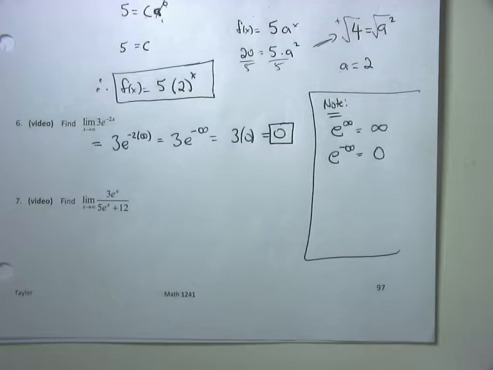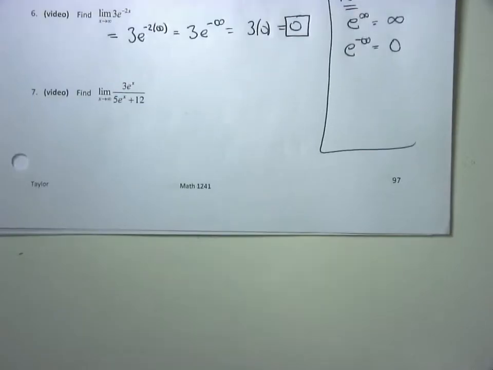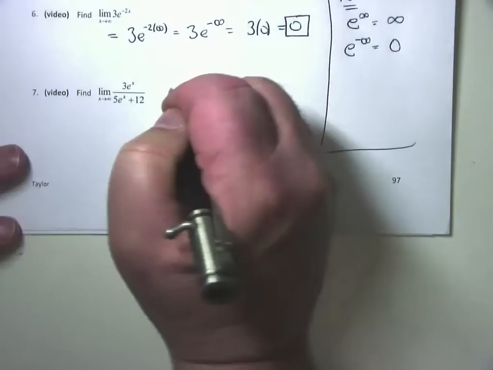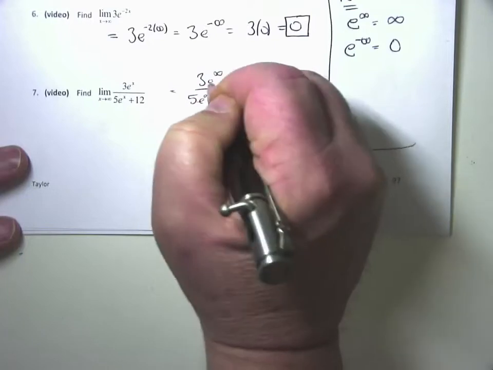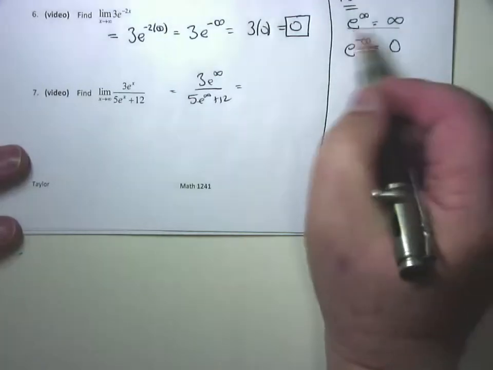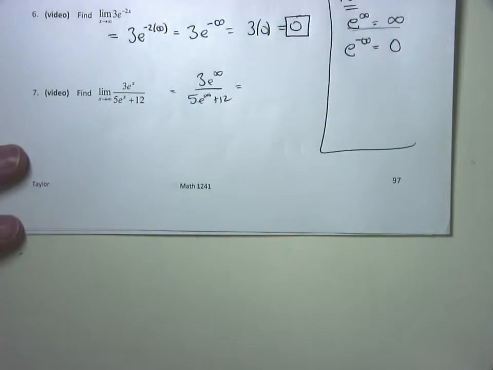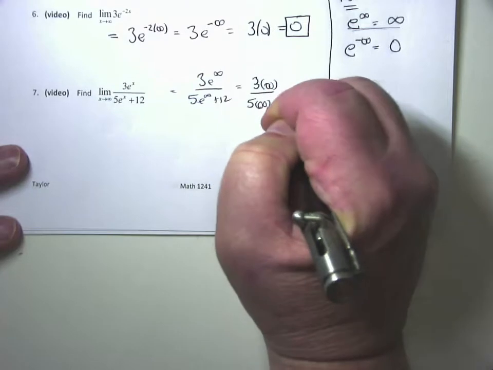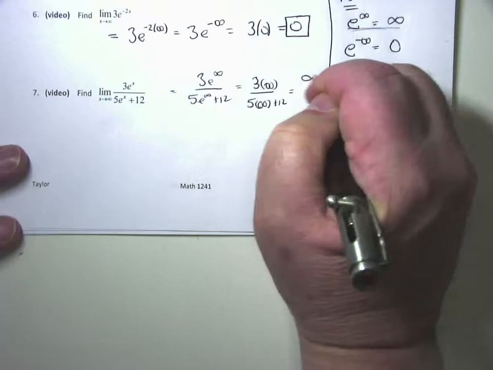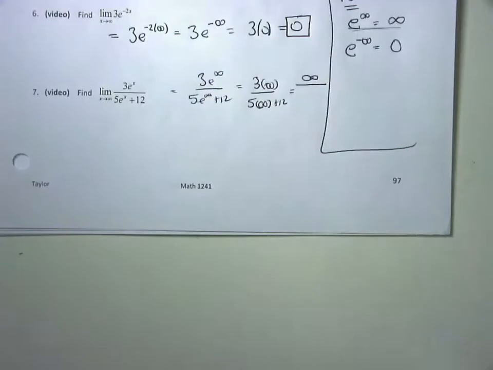Questions? Okay? Look at the next one. Plug in infinity. This gives you 3e to the infinity divided by 5e to the infinity plus 12. What's e to the infinity equal to? That's one of our properties we have memorized. e to the infinity is infinity. So this will be 3 times infinity divided by 5 times infinity plus 12. That is infinity over infinity. And what exactly is infinity divided by infinity? It's indeterminate. You can't tell.